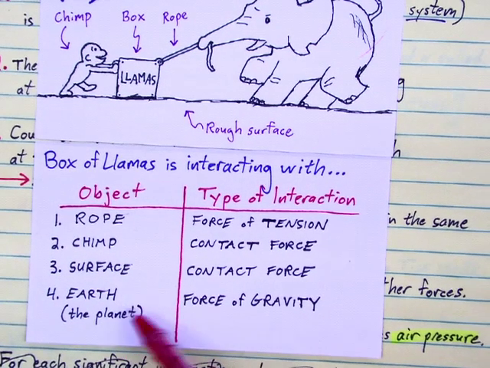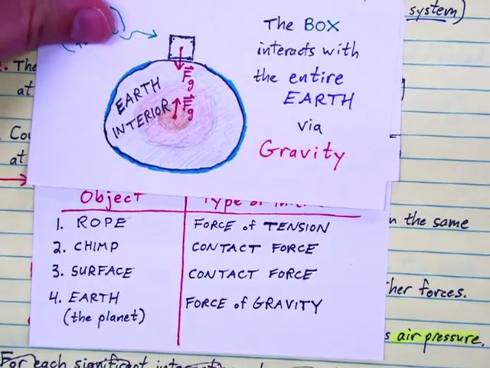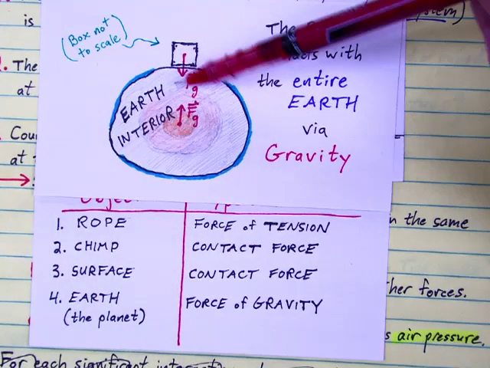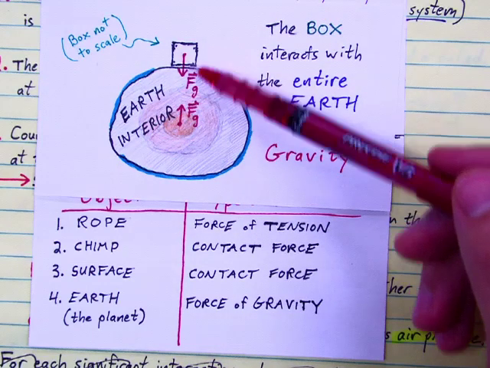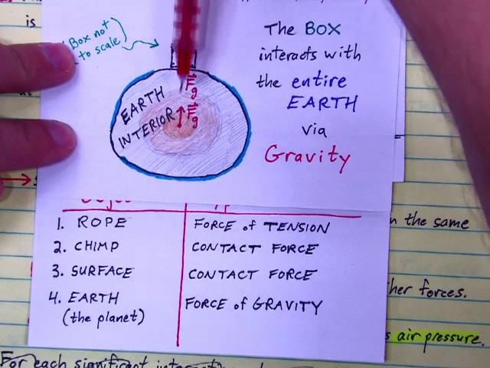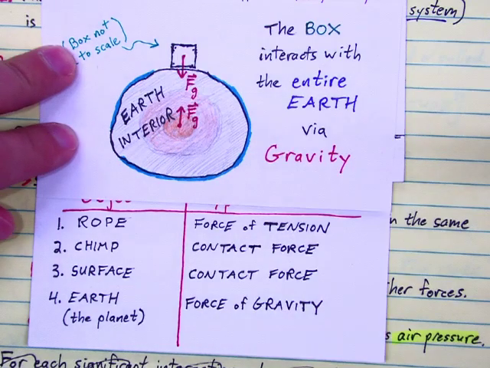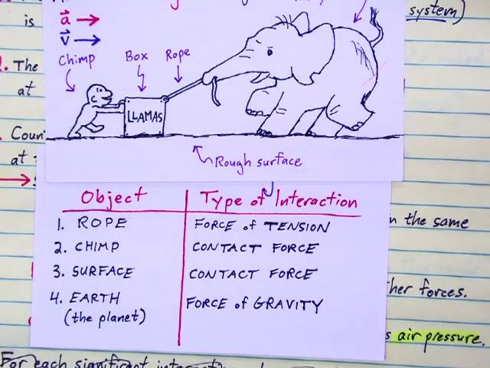The planet Earth is pulling down on the box with a force of gravity. If we zoom out, you can imagine the box sitting on the entire planet here, and through the long-range, non-contact force of gravity, the entire mass of the Earth's interior is pulling downwards on the box. So we must include that interaction as well.